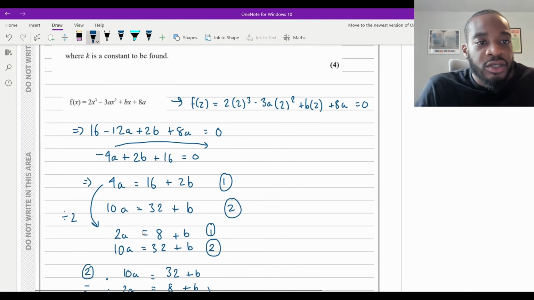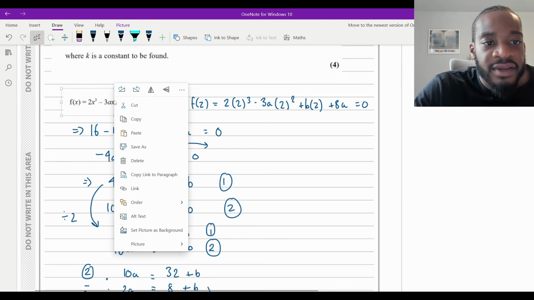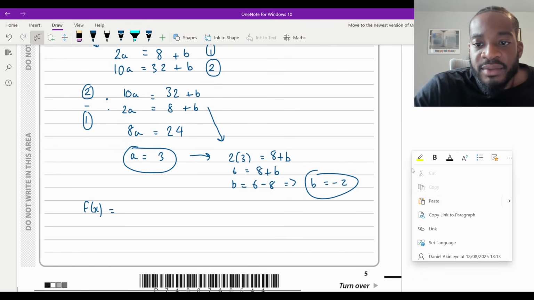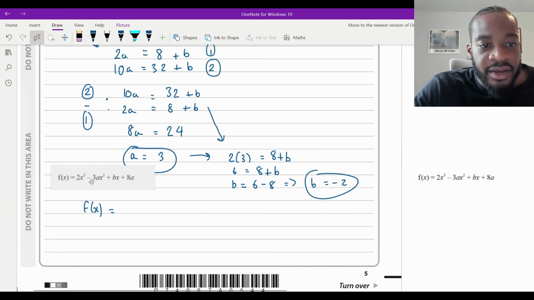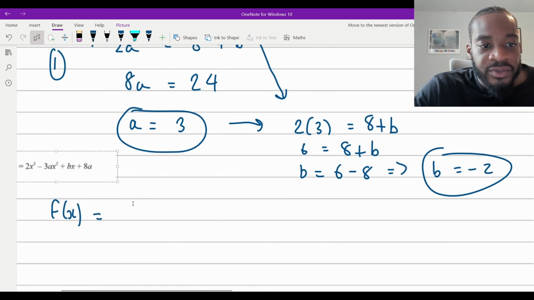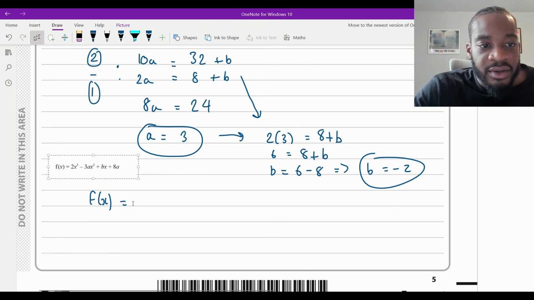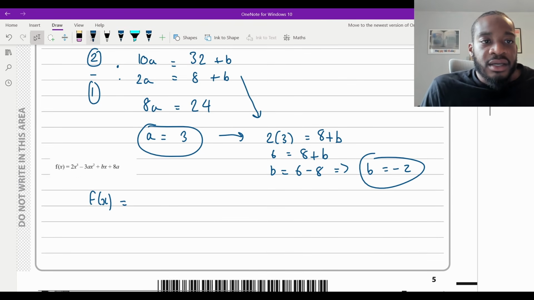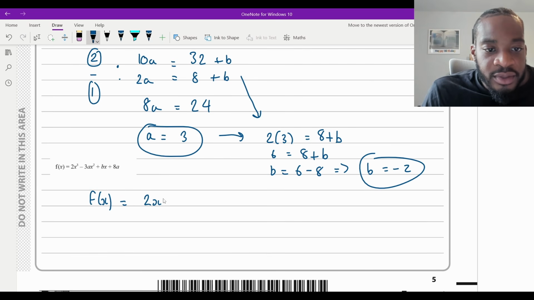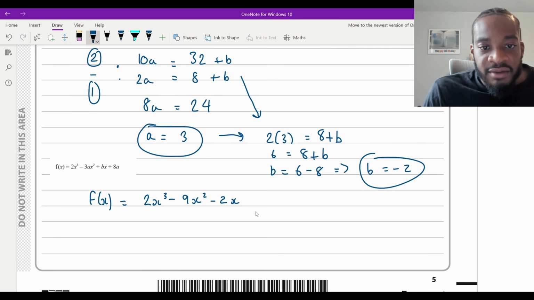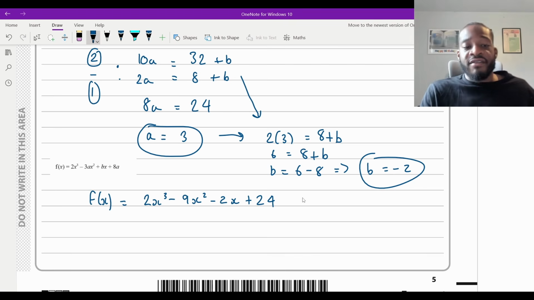2x cubed. You know what? Let me just copy this so I don't need to keep going up and down, to be honest. That's the best bet. So let me just grab this here and put this right here. Perfect. Okay, so where are we? Okay, we are here. So it's going to be 2x cubed minus 3a, three threes are 9, so minus 9x squared, and then plus b, which is minus 2, so minus 2x plus 8a. 8 times 3 is 24. So this is what f of x is.